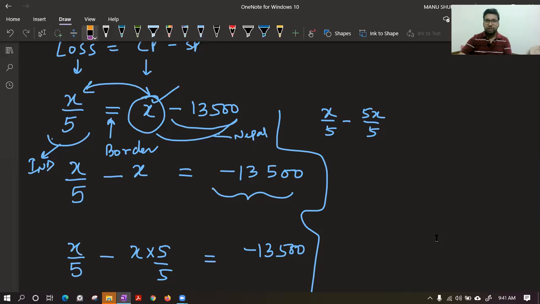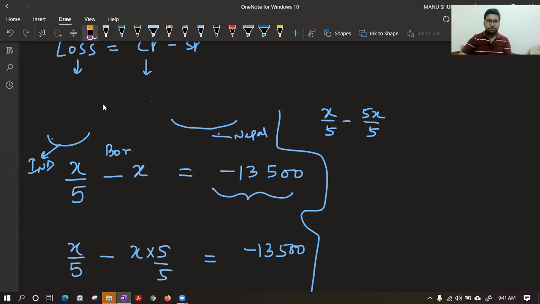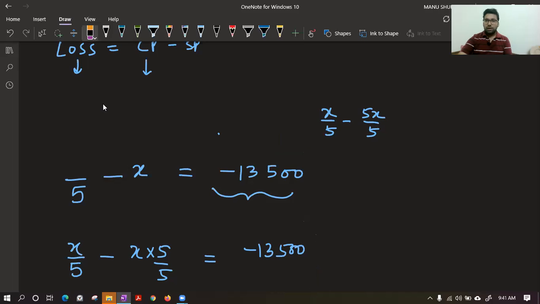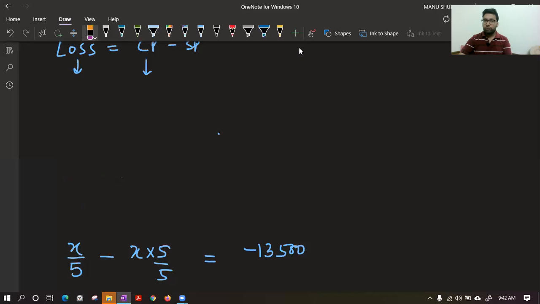I know it is a little bit difficult to understand at first. Let me do it again. One second. I hope the finding of loss value was clear to everyone, because after that only we have solved the equation, nothing else. Again, let's put the values. The values are very simple.